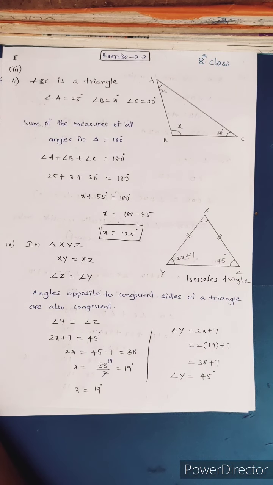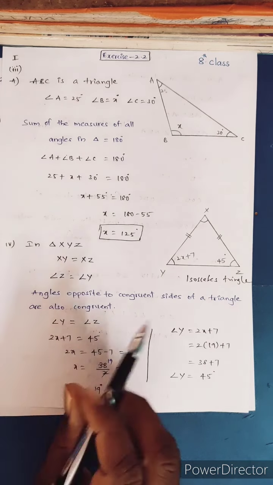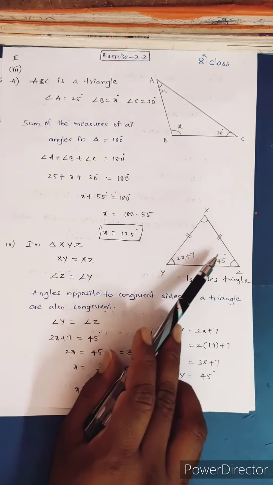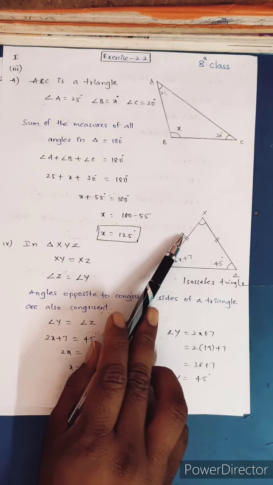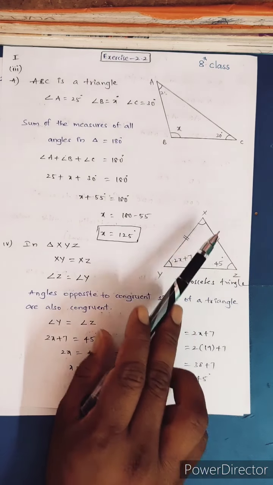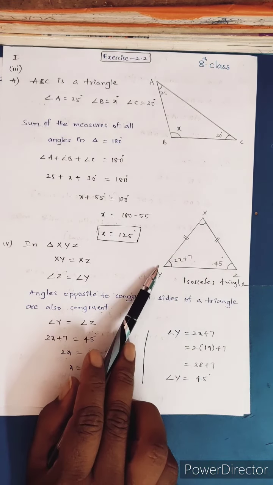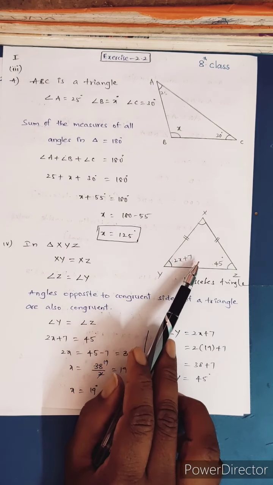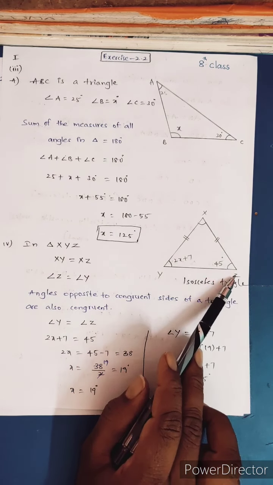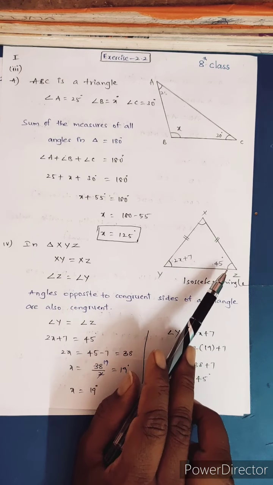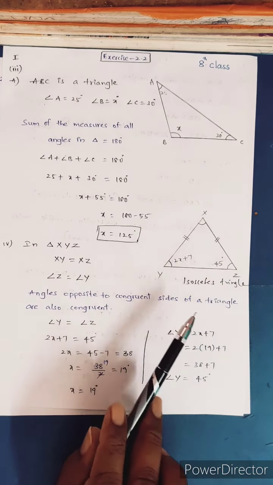After that, what are the properties of an isosceles triangle? In an isosceles triangle, two sides are equal, two sides are congruent. These two sides' opposite angles are also equal. Understood? Here XZ and XY, this side is equal. XY is opposite angle Z, XZ is opposite angle Y. So 2x plus 7 is equal to 45 degrees because these two angles are also equal in an isosceles triangle.